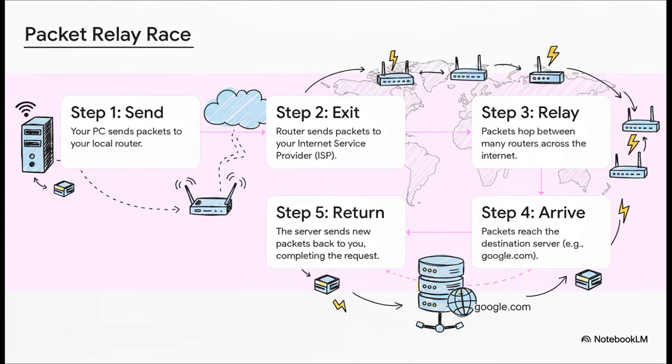Your packets start hopping from router to router to router all over the world, each hop getting them a little bit closer to where they need to go. Once they finally arrive, say, at Google's server, that server sends a whole new set of packets all the way back to you. And all of this happens in what, a blink of an eye?